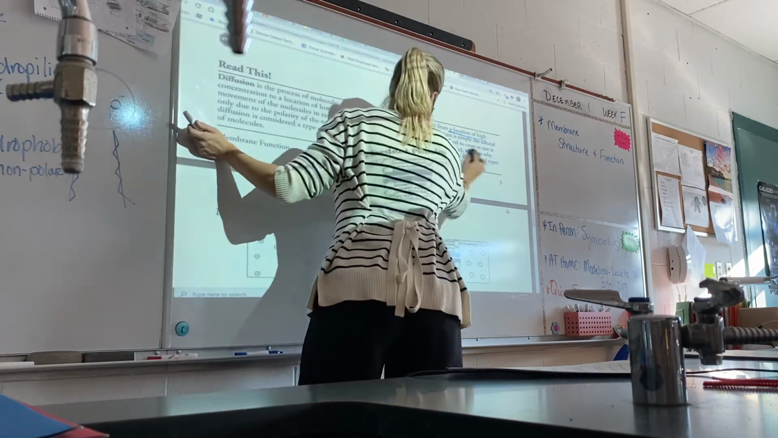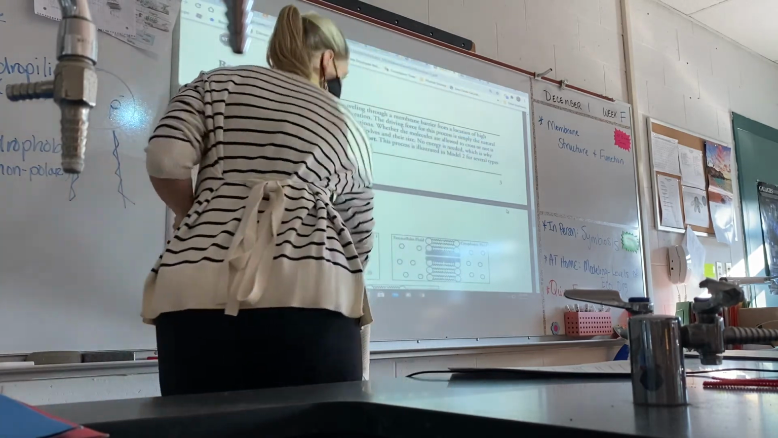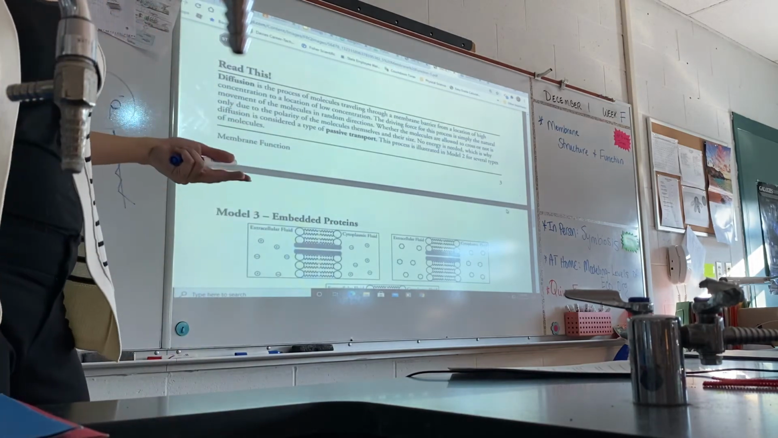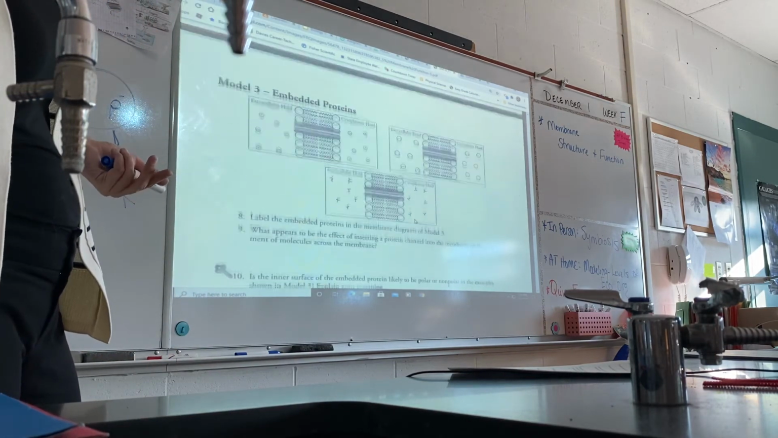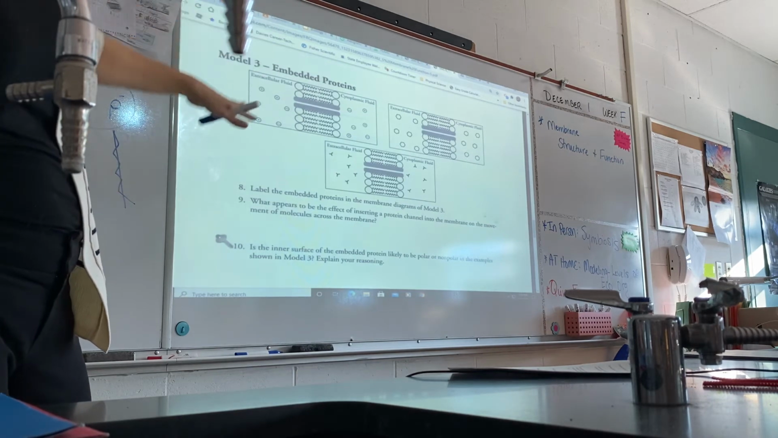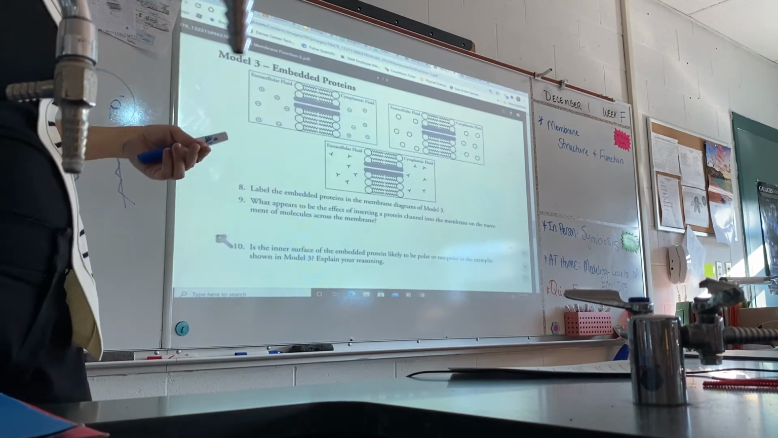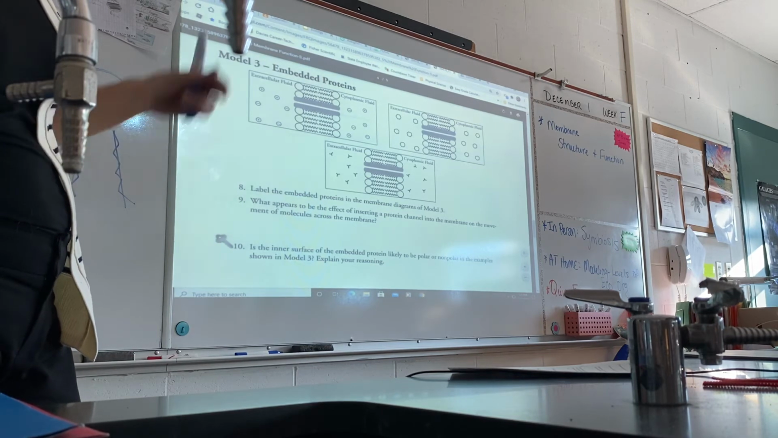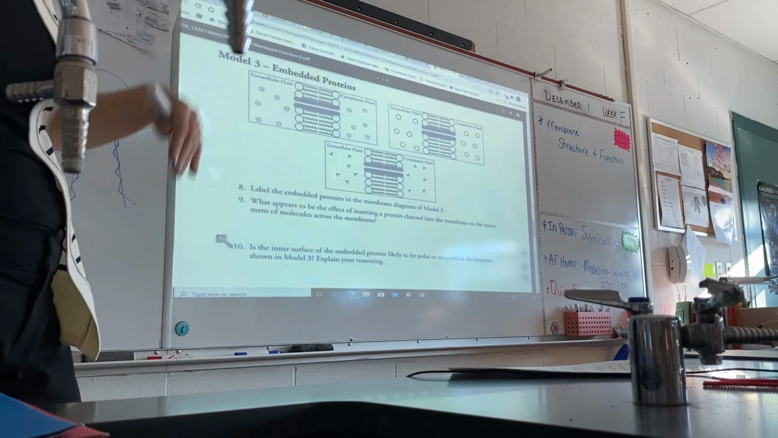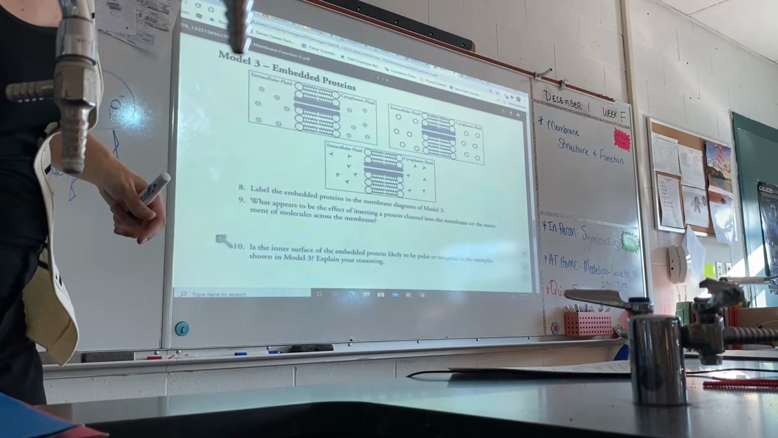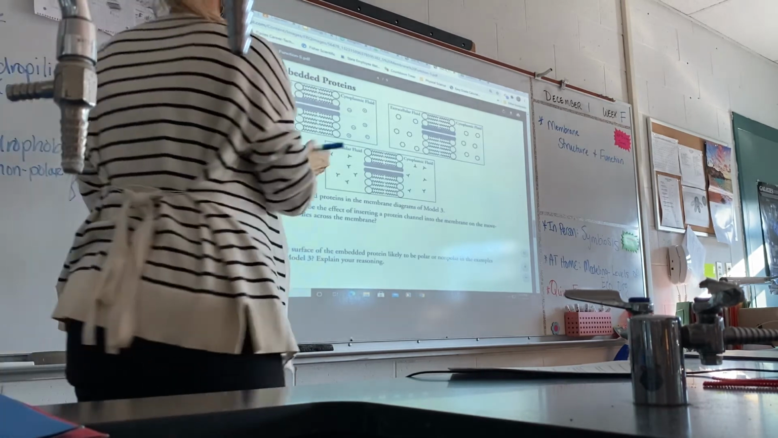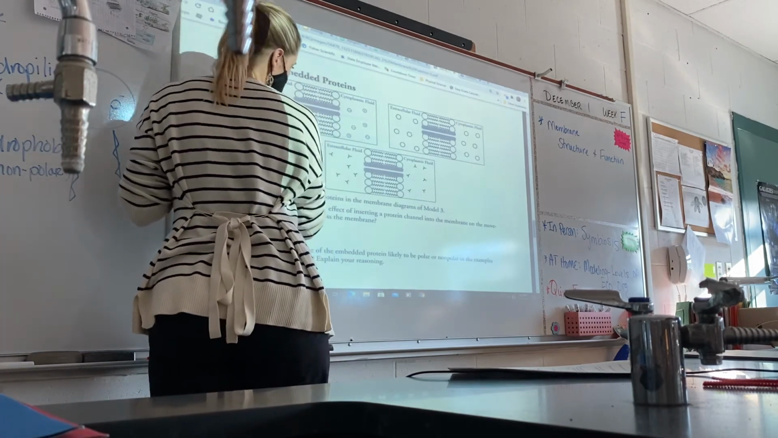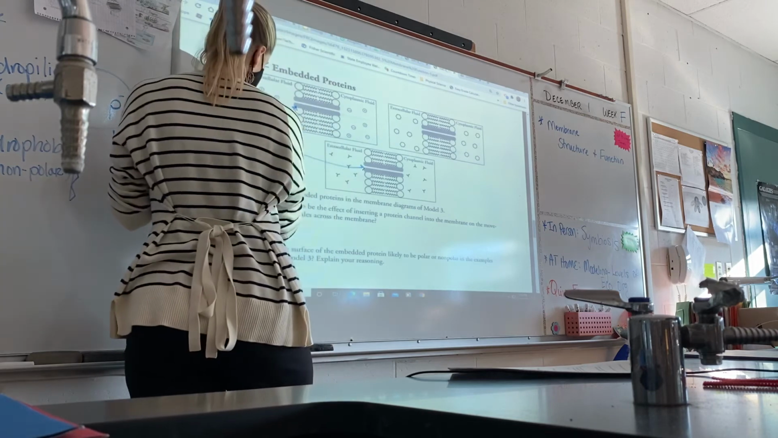Now, Model 3 is talking about embedded proteins. Remember that proteins are another component of the membranes, okay? So we have embedded proteins. So what on these three diagrams is trying to represent the proteins? What do you think? Yeah, the two gray bars, right? So that's what number 8's asking you to do. We want to label the embedded proteins. So we can see that we go this one on that diagram, this one here.